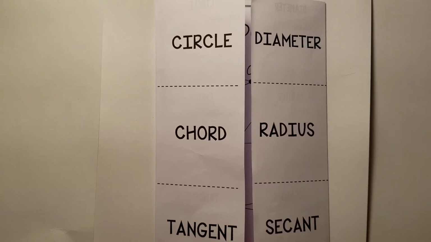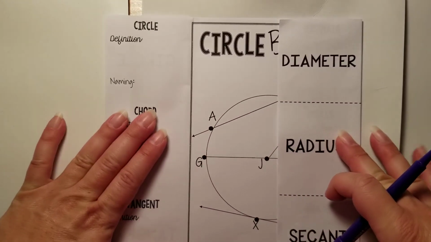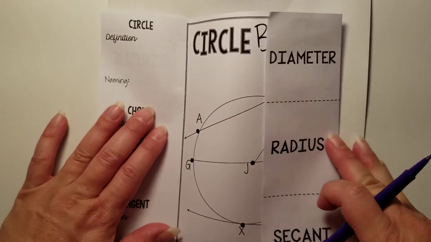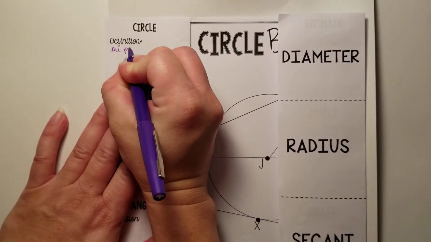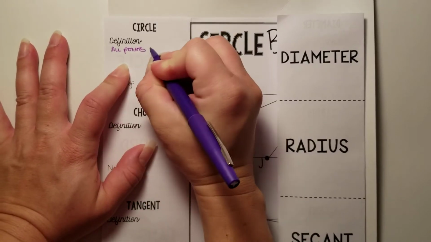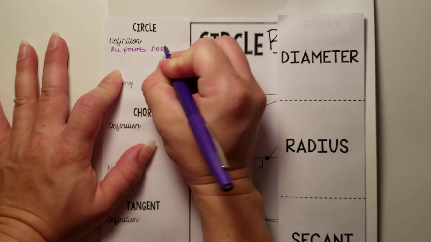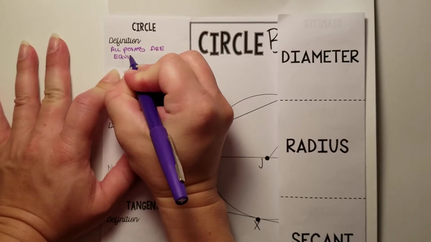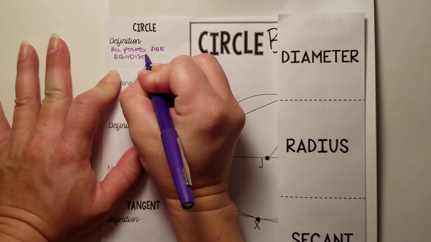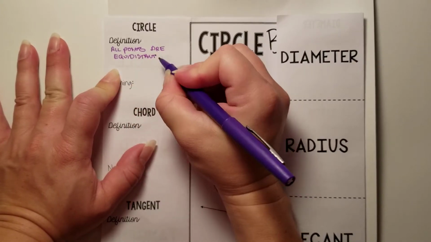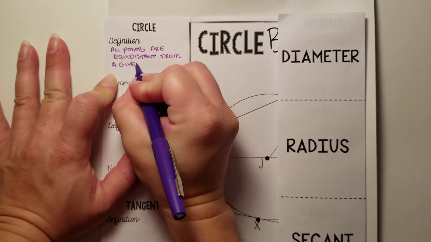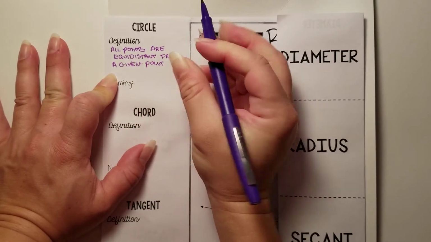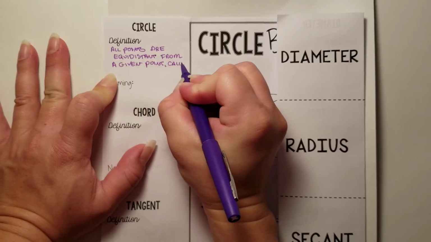So this lesson is to go over some of the basic vocabulary for circles. To start, the definition of a circle is all points equidistant from a given point called the center.